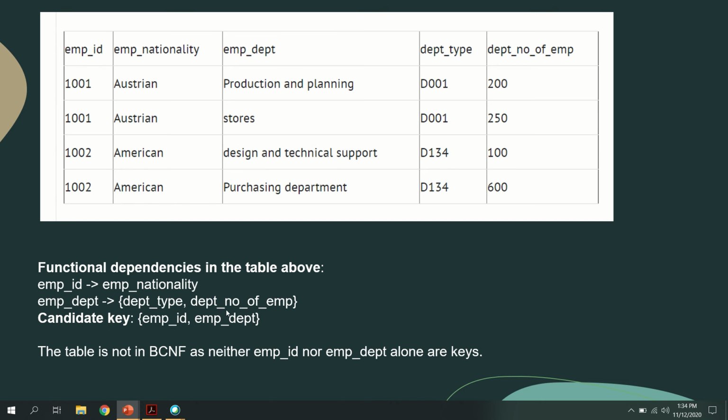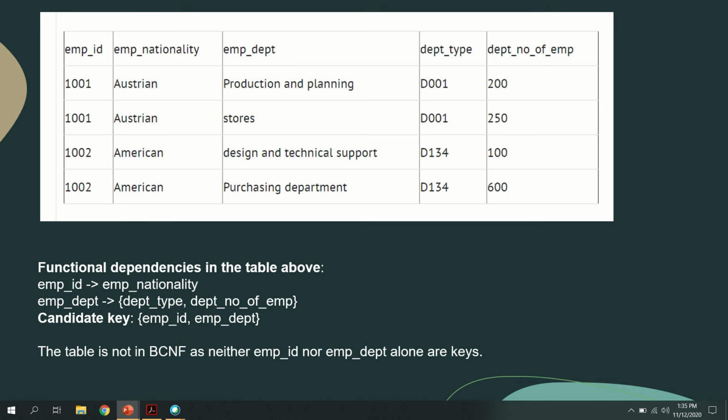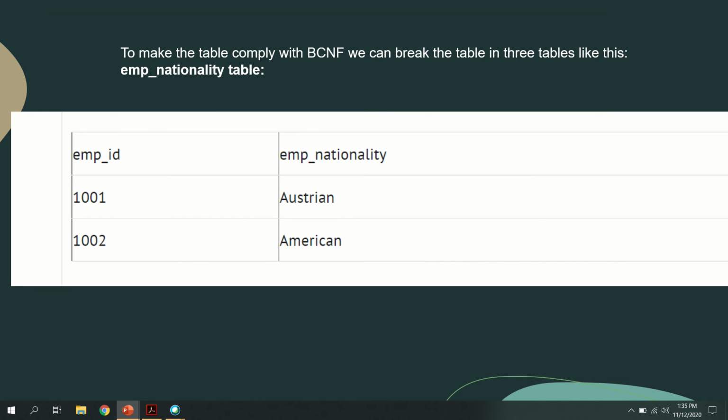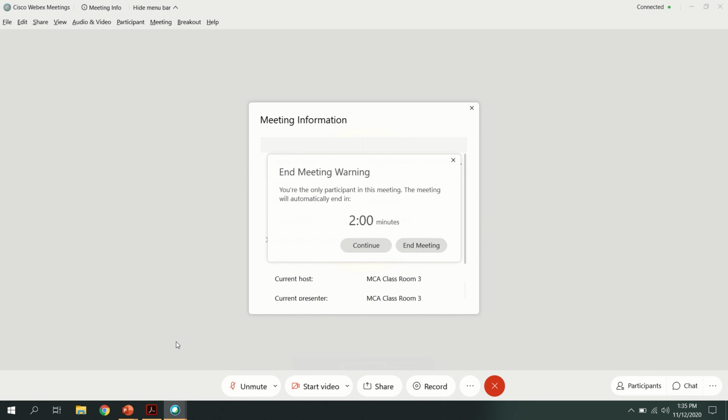Then if you take the second one, employee department implies this one, that one is okay. That is, each employee department can uniquely identify. But the first functional dependency does not satisfy our condition. So the table is not in BCNF. So how will we make the table into BCNF? In order to make a table into BCNF, there are certain simple methods.